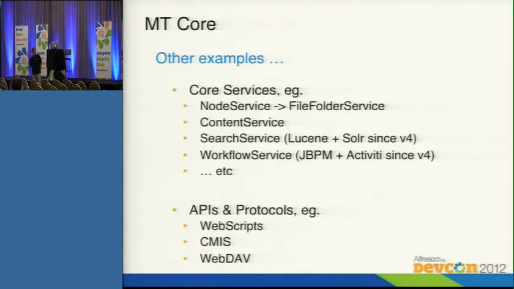I'll mention this a little bit later on, but in terms of search and workflow, previously to 4.x, we also had to multi-tenant enable third-party components, Lucene and JBPM. And now for Alfresco 4, we also support Solr and Activiti. And I think I've already mentioned the APIs and protocols. They're all multi-tenant enabled, or these examples at least.